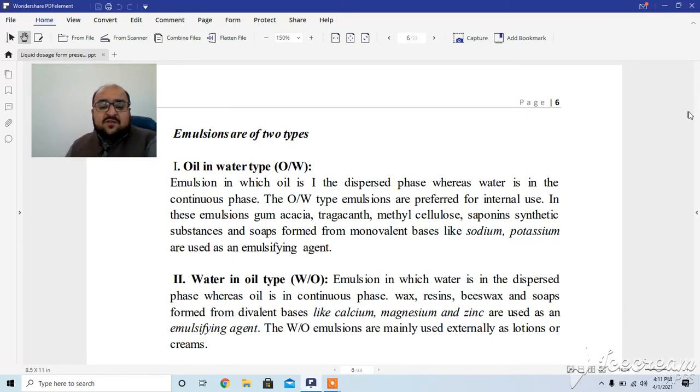All these reagents are used as emulsifying agents. For example, gum acacia is used as an emulsifying agent, as are tragacanth, methyl cellulose, and saponin. The second one is the water and oil type of emulsion. Inshallah, in my next lecture we will talk about the water and oil type of emulsion.